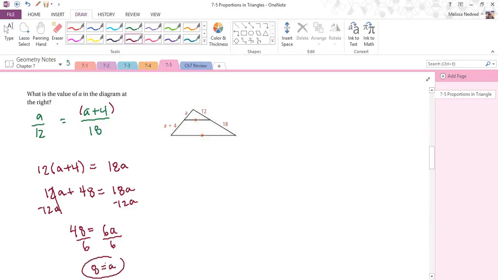Different way of setting it up. Still would have got the same answer as if I had done left equal to right. So just know that there are those differences, but they are both right.